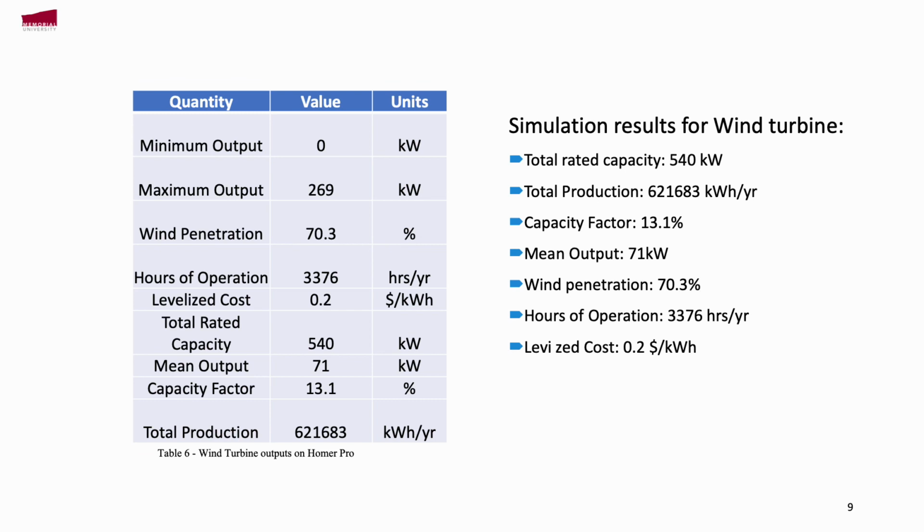The wind penetration, which I already mentioned, is 70.3%, and the total rated capacity is about 540 kilowatts. And this is done by the software HOMER Pro.